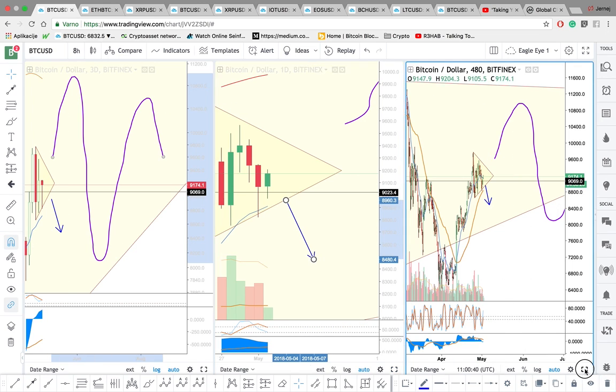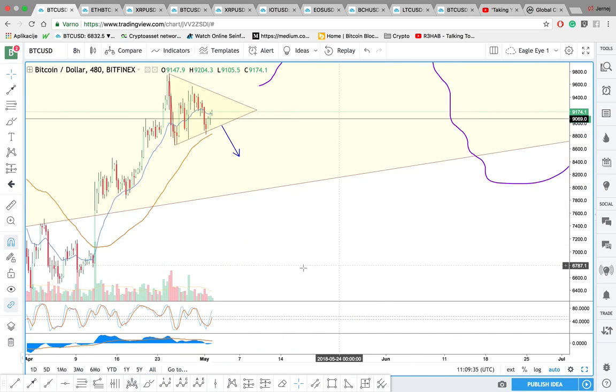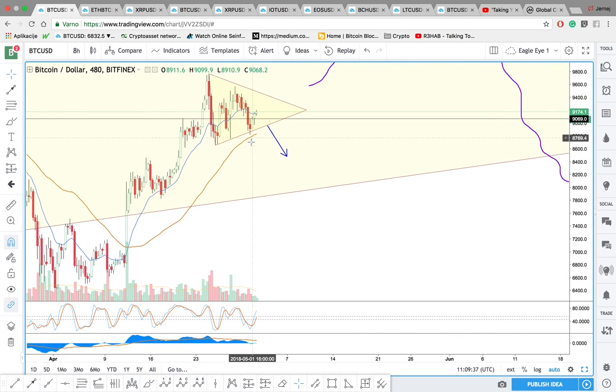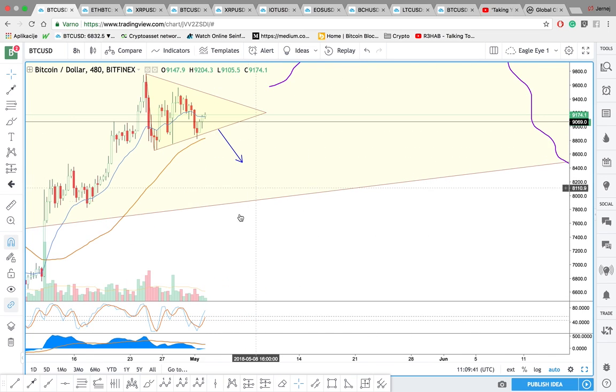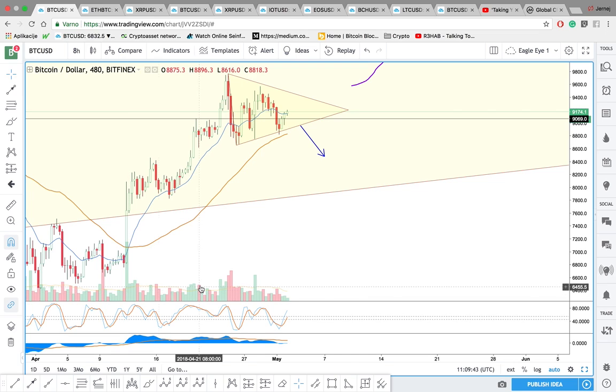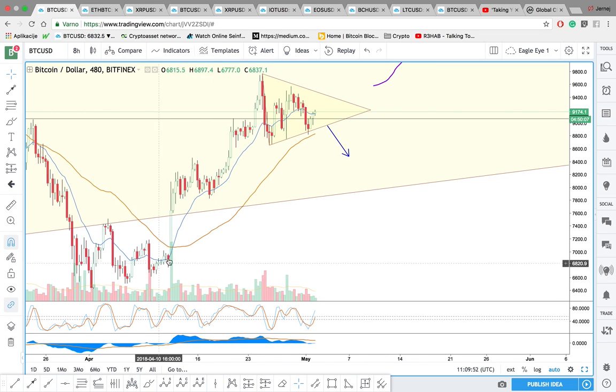So let's go even closer to the 8-hour chart. And yeah, we still see this triangle in more detail, and this 50 MA is also kind of like a support here. And yeah, that's pretty much it when it comes to the Bitcoin chart.